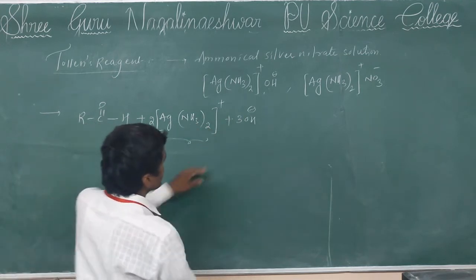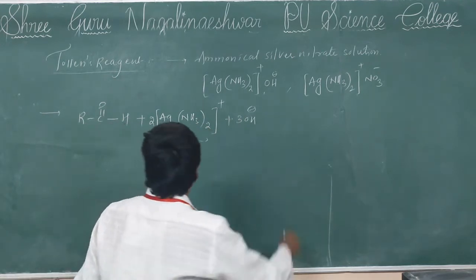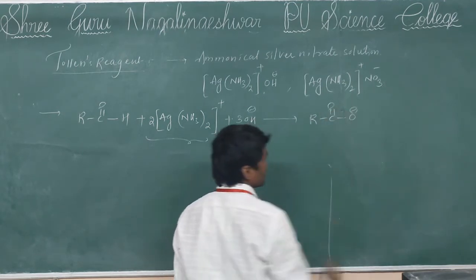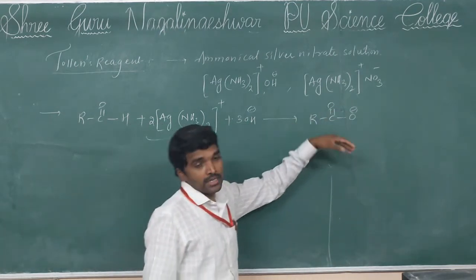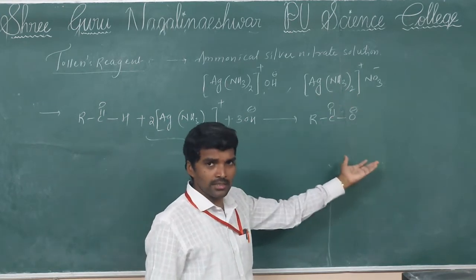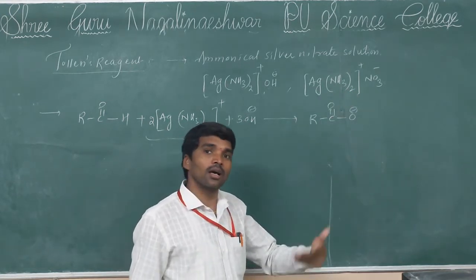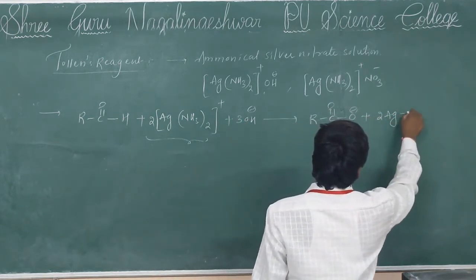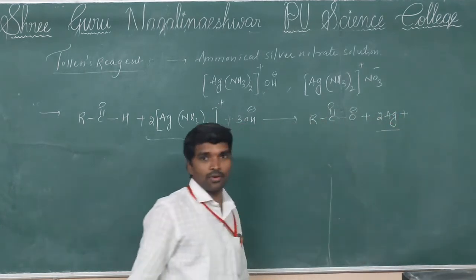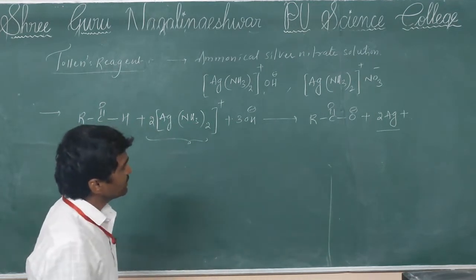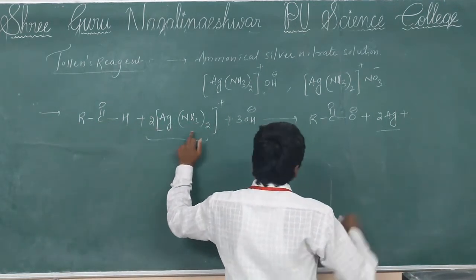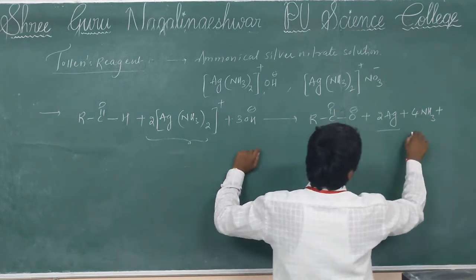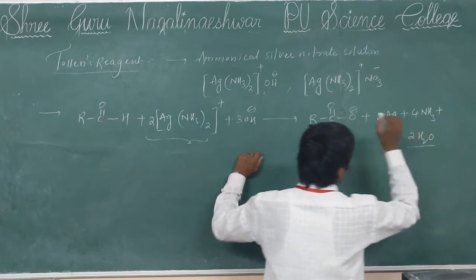Okay, this reagent works in the presence of alkali medium. Then formation of RCOO-, carboxylate ion. Sometimes carboxylic acid is also formed. Further undergoes hydrolysis. Then formation of 2Ag, metallic silver will be formed. See here, 2Ag and 4 ammonia plus 2 moles of water will be formed.